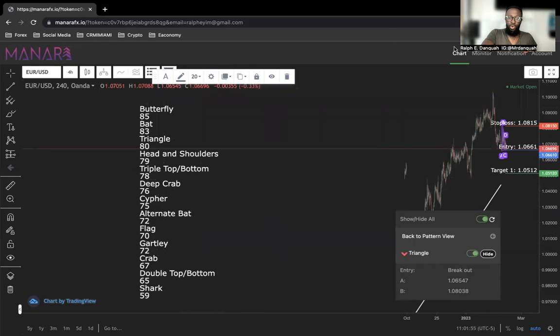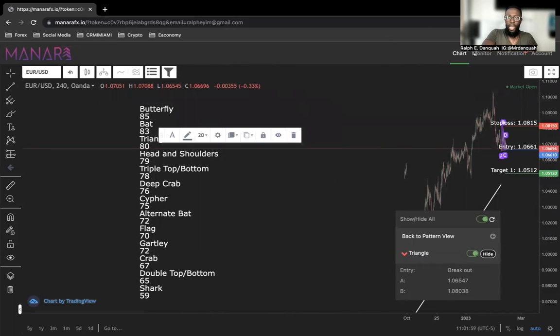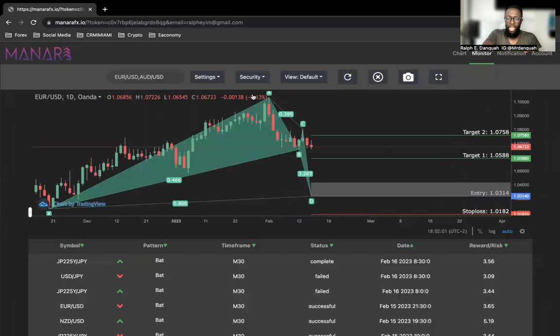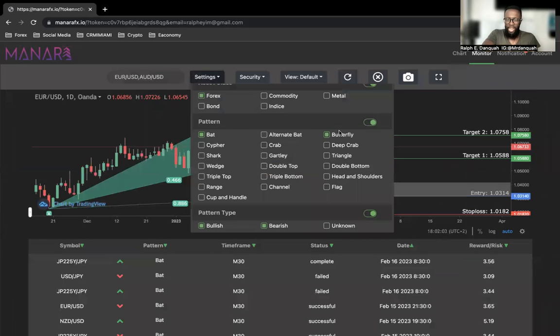Now, for me, for example, I don't trade that much, so I have 2 patterns that I choose personally. And those patterns are bat and butterfly, 85% win rate and 83% win rate. Those are the 2 that I've set for myself.